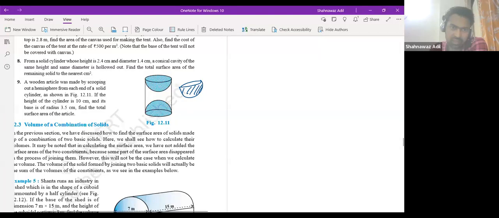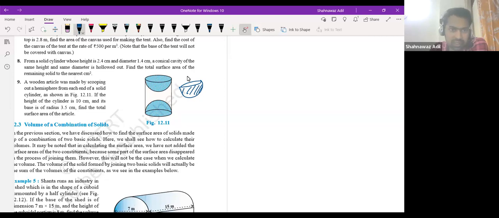Yeah, so I got disconnected. Solid cylinder. Right. So from a solid cylinder whose height is 0.4 centimeter in diameter. Yeah, my internet is unstable, so I'm getting disconnected.